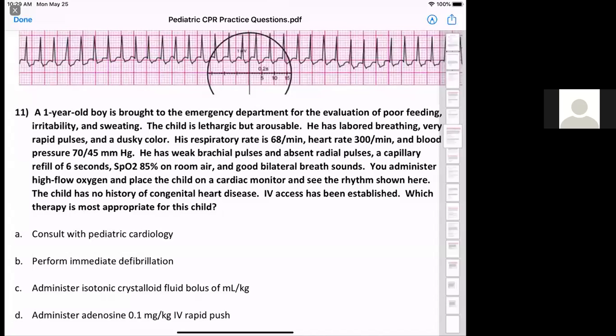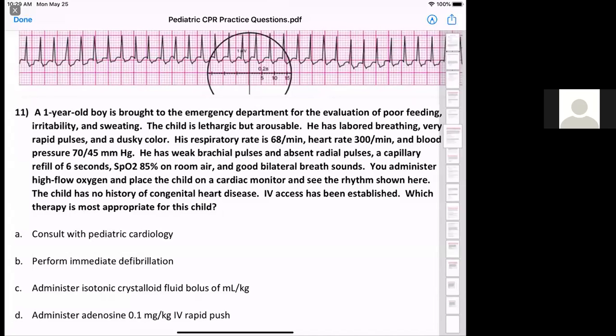He has good breath sounds. His SpO2 is reading 85%. You administered high flow oxygen and placed the child on a cardiac monitor, and you see the reading shown above, which is what they are trying to test. The child has no history of congenital heart disease. IV access has been established. Which therapy is most appropriate for this child?